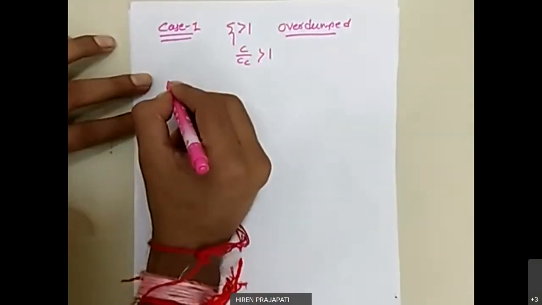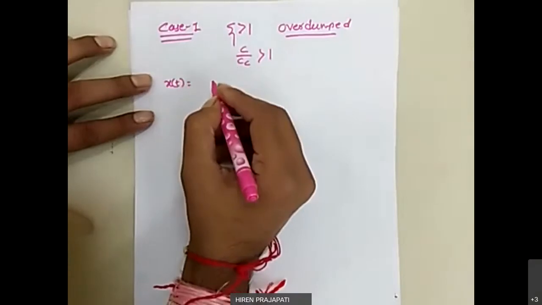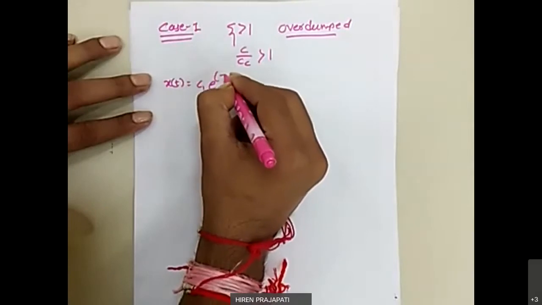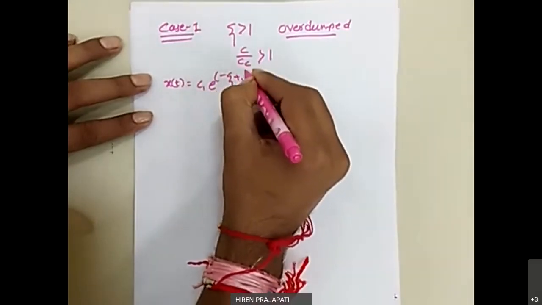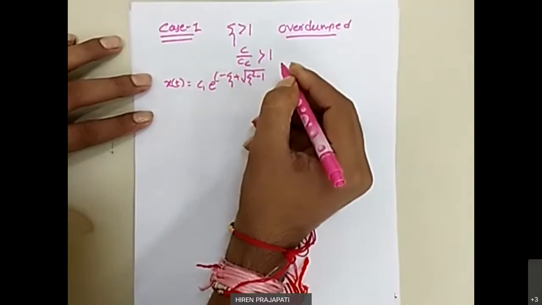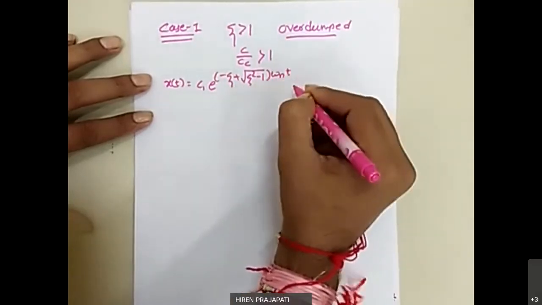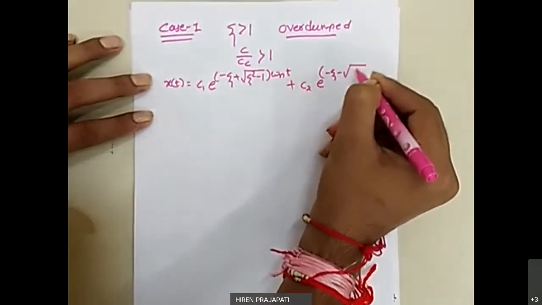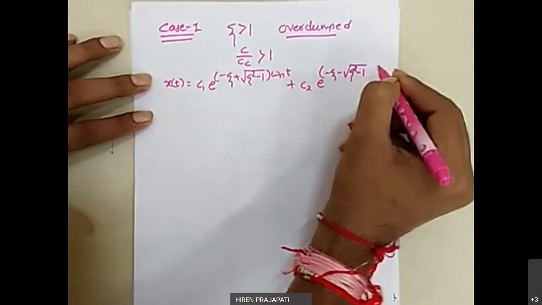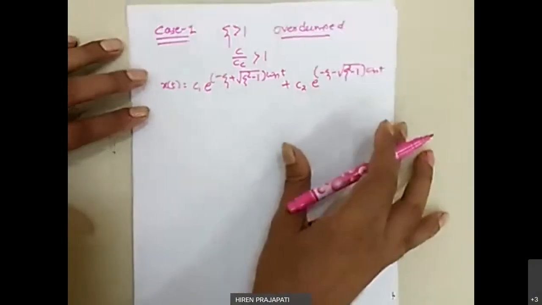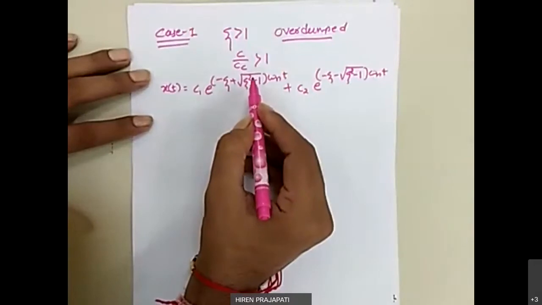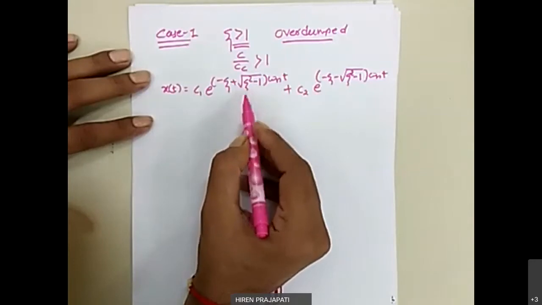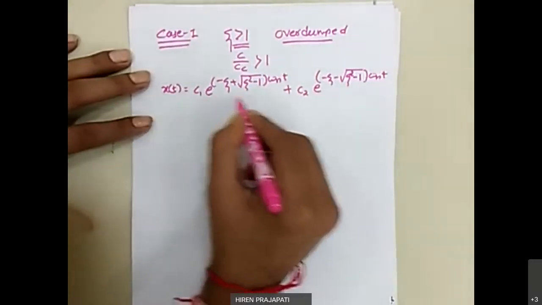So let me first of all write x of t, our governing equation of motion which we derived: c1 e raised to minus zeta plus square root of zeta square minus 1 omega n t, plus c2 e raised to minus zeta minus square root of zeta square minus 1 omega n t, right? So this is our equation. Now here we are assuming zeta is greater than 1, then look at what the end result will be.